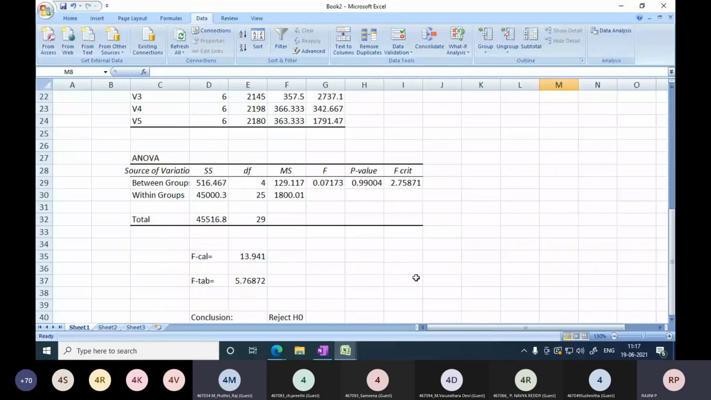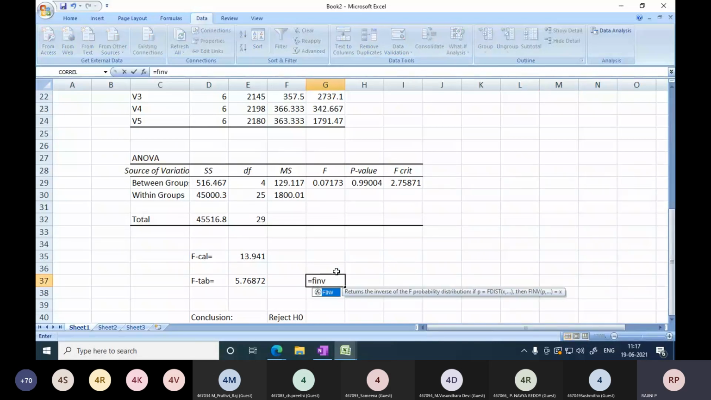For the F table value, F tab is equal to FINV. Open the bracket. Probability means level of significance. What are we taking? 0.05, comma, degrees of freedom. We have taken 25 and 4. Numerator we have taken for the error, right? So 25 is the first degrees of freedom. Second degrees of freedom is 4. Like that. Got it?